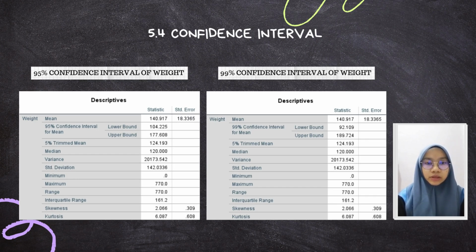95% confidence interval of weight. The lower and upper boundaries are 104.225 and 177.608. It also represents the standard error, which is 18.3365. So it can be said that we are 95% confident that the population parameter is between 104.225 and 177.608. 99% confidence interval of weight. The lower and upper boundaries are 92.109 and 189.724. The standard error is 18.3365. So it can be said that we are 99% confident that the population parameter is between 92.109 and 189.724.